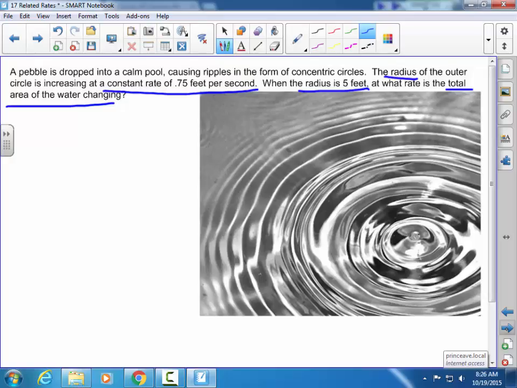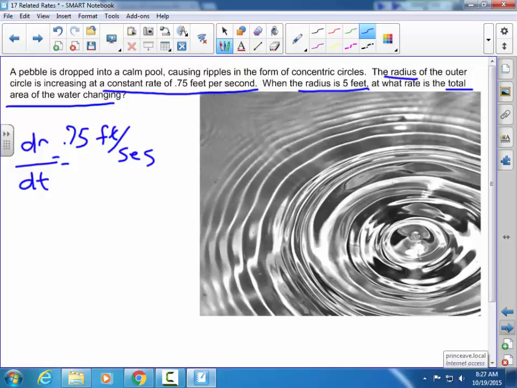The 0.75 is going to be what? The velocity. 0.75 feet per second, but we don't have velocity in here. It's a rate, but what is it a rate of? The radius change, okay? So we would probably say this is dr over dt, R standing for radius. Does that make sense?